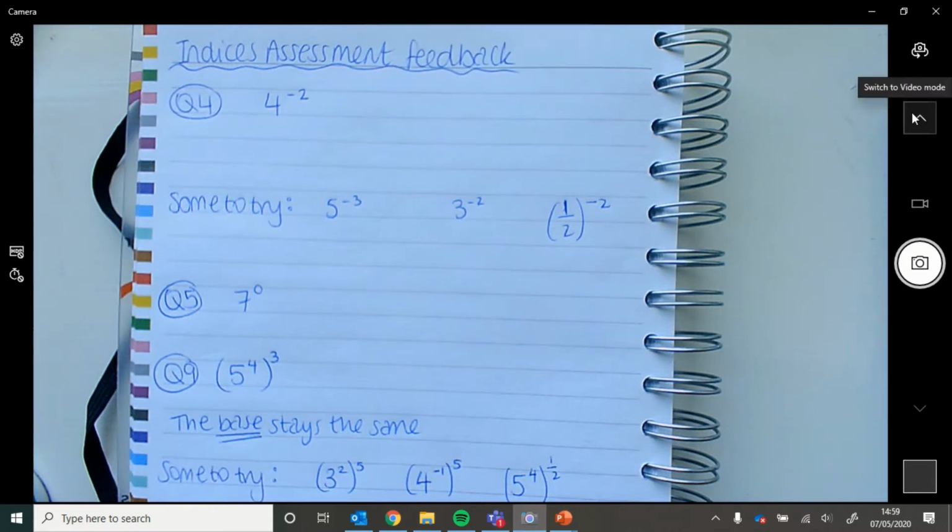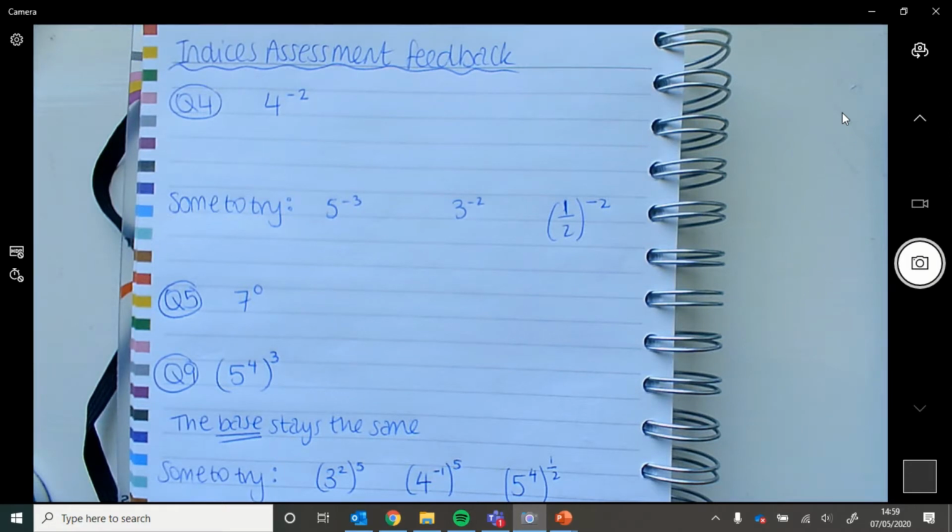Everybody, just making a quick feedback video for the Indices assessment that I asked you to submit last Thursday. I'm going to go through a few key questions where quite a few of us made a few mistakes, re-explaining some of those index laws. If you could please make sure that you're taking some thorough notes.